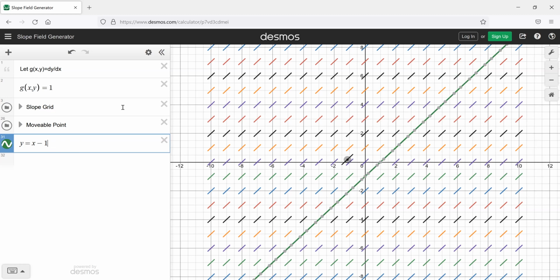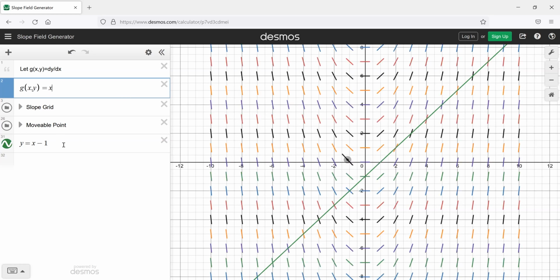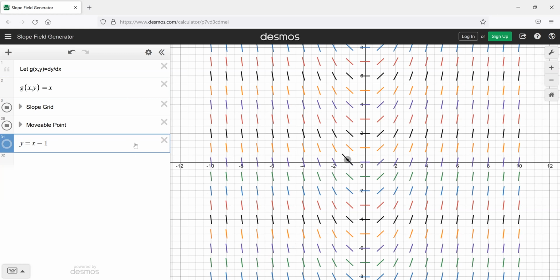Okay. Right now, let's do something a little more sophisticated. Let's say it's x. X means that the slope, dy/dx, is whatever the x value is. So what is the x value along the y-axis? X is always 0. So you see how these lines have a slope of 0, the red, the black, orange, whatever color, purple, they all have a slope of 0.